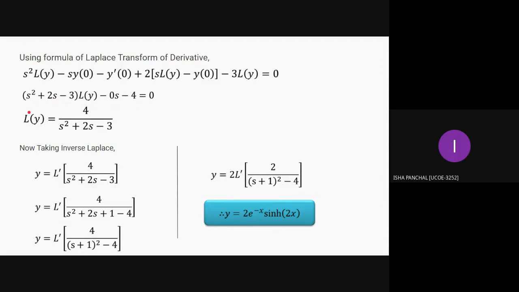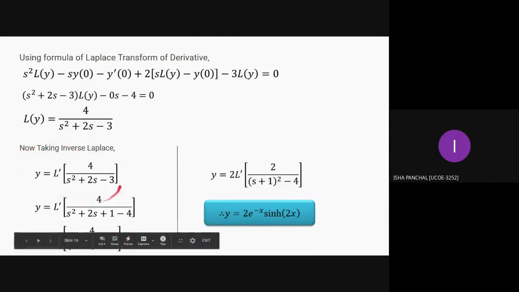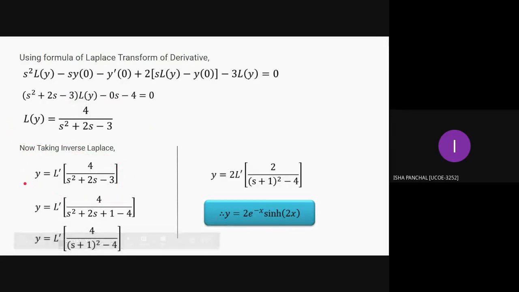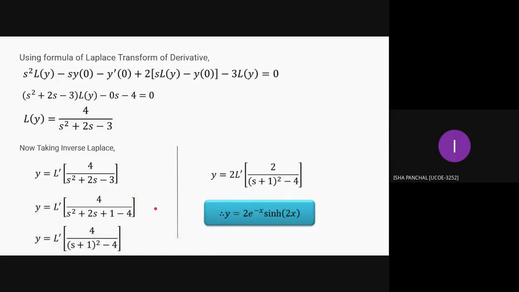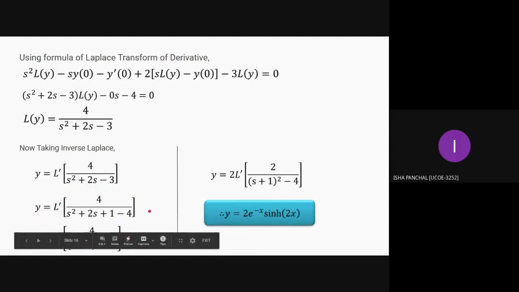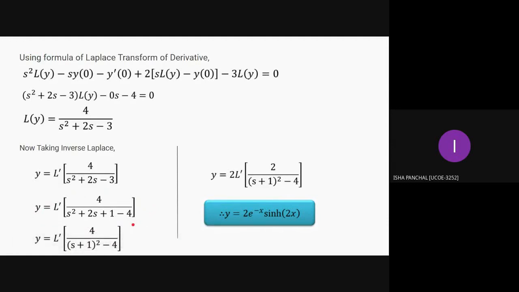Keeping Laplace of y on the left hand side and shifting everything else to the right hand side, we get Laplace of y is 4 upon s squared plus 2s minus 3. Now taking inverse Laplace, we get y is Laplace inverse of 4 upon s squared plus 2s minus 3. Solving the denominator by the method of completing the square, we get y is Laplace inverse of 4 upon s squared plus 2s plus 1 minus 4. So we get y is Laplace inverse of 4 upon (s plus 1) the whole squared minus 4.